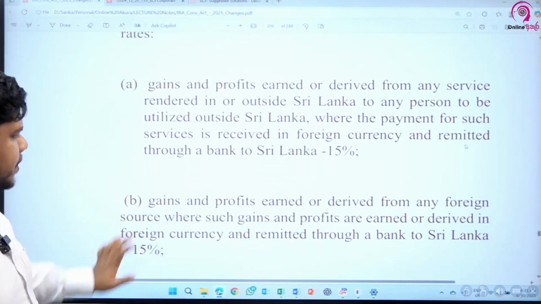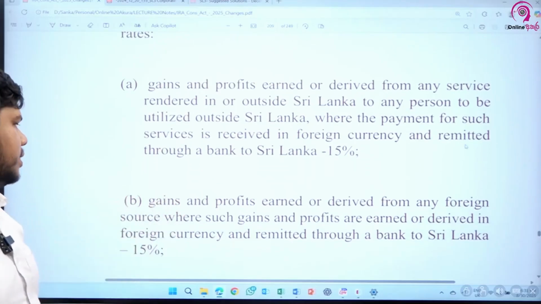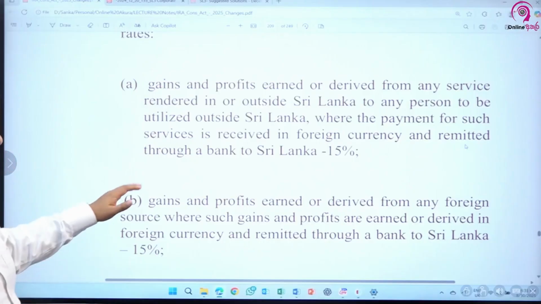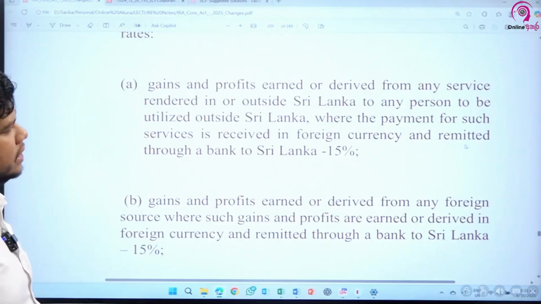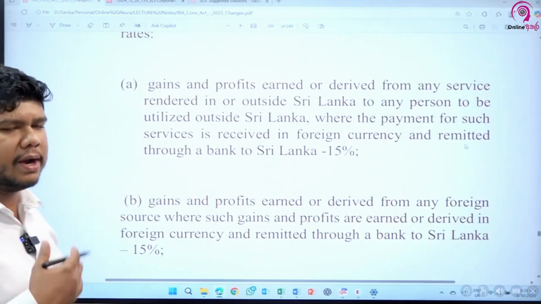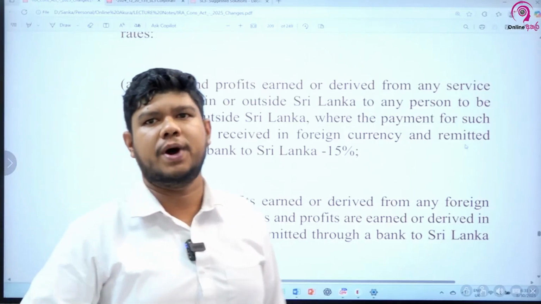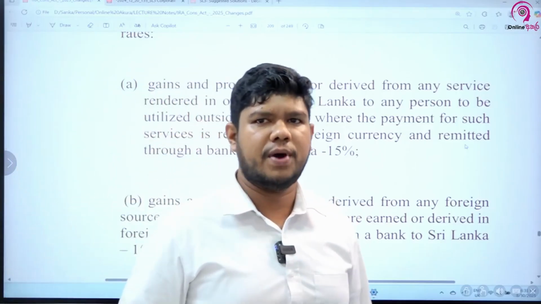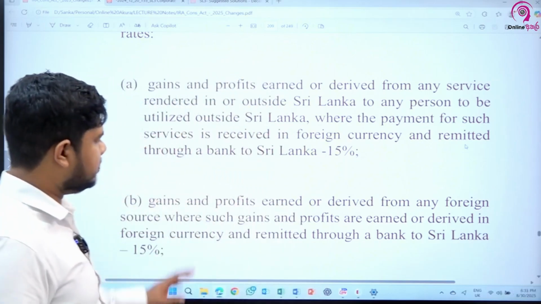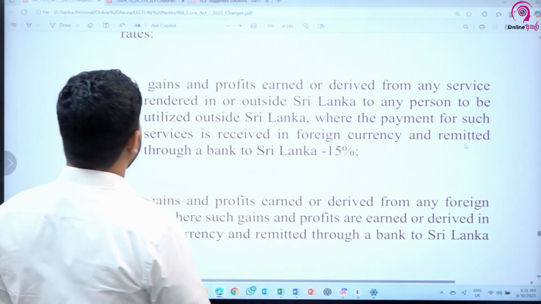Here another 15% rate, foreign source of payment. But today in our discussion, the service fee is there. We are providing as a company. ISTOM provides a service, right? Provides a service, so foreign currency being received. In our question, let's see.